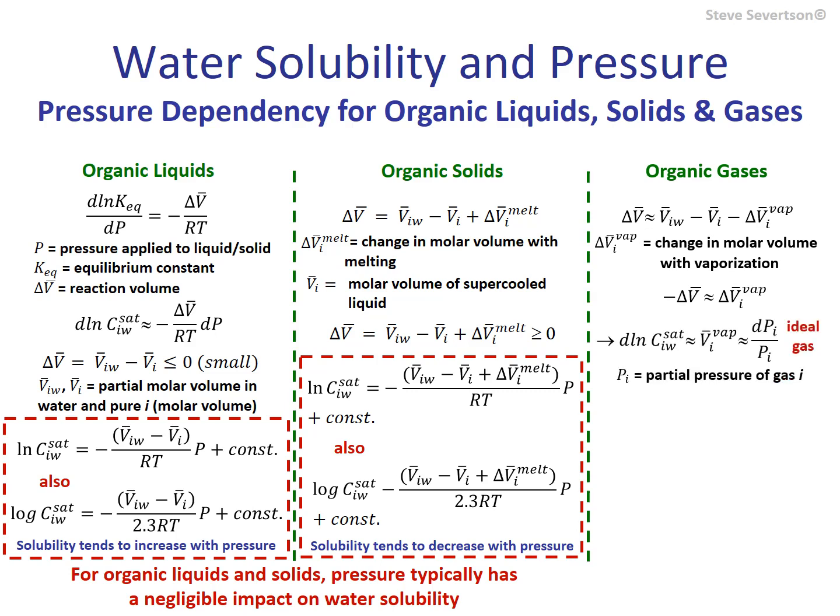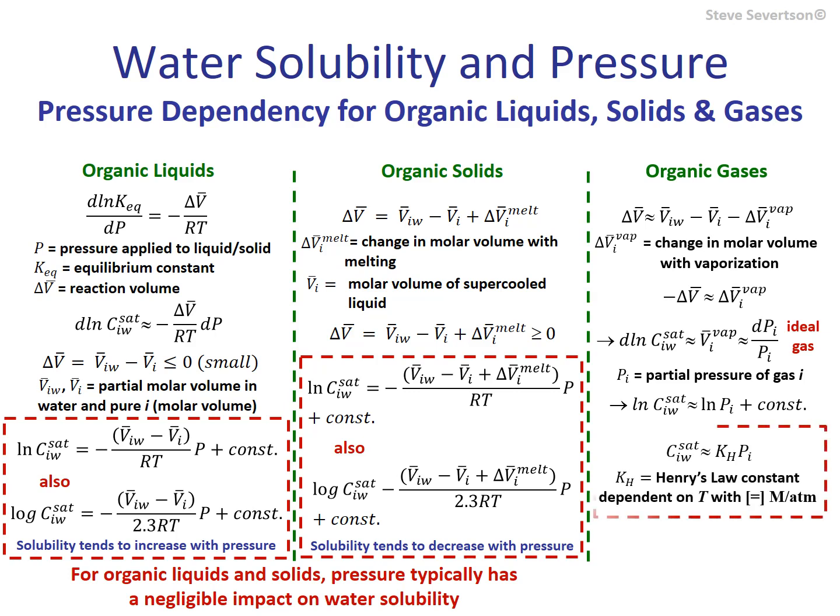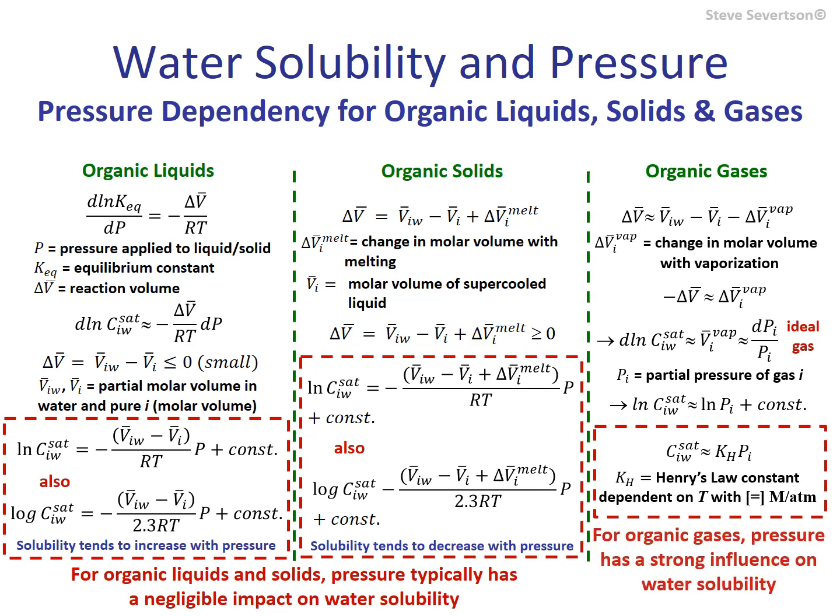Converting the ratio of total gas pressures to the ratio of partial pressures and integrating results in a linear relationship between the water solubility of the organic gas and its partial pressure through a constant. This is known as Henry's law constant, which is dependent on temperature. Thus, unlike organic liquids and solids, the water solubilities of organic gases are strongly dependent on pressure.